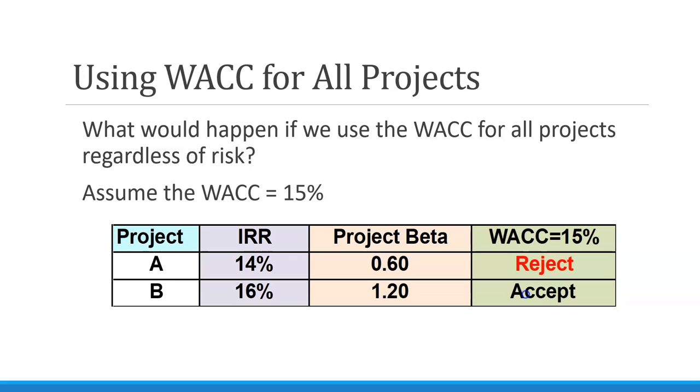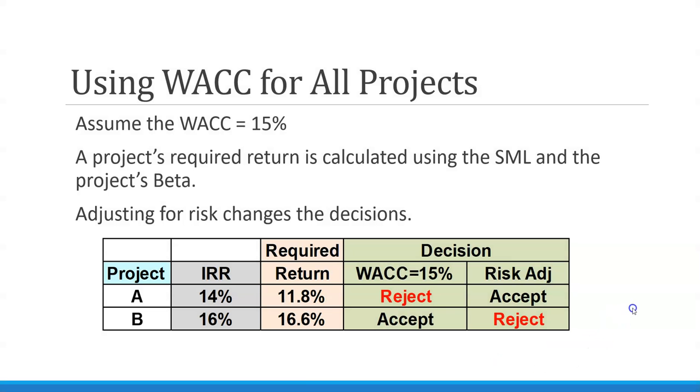So we have project A and project B. We have internal rate of return, and we have the beta of the project. Well, we know that project A is less risky than project B based on their project beta. If we use the weighted average cost of capital of 15%, we would reject project A for having an internal rate of return that was less than our weighted average cost of capital.